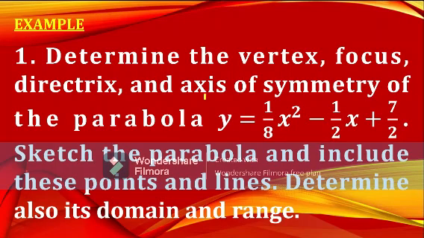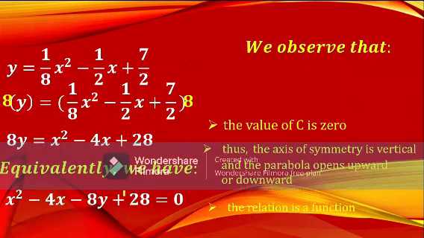Determine the vertex, focus, directrix, and axis of symmetry of the parabola y is equal to 1/8 x squared minus 1/2 x plus 7 over 2. Then sketch the parabola and include these points and lines. Determine also its domain and range. Okay, how are we going to solve this one?